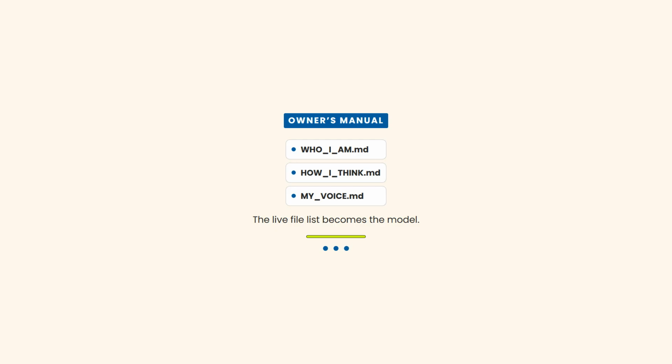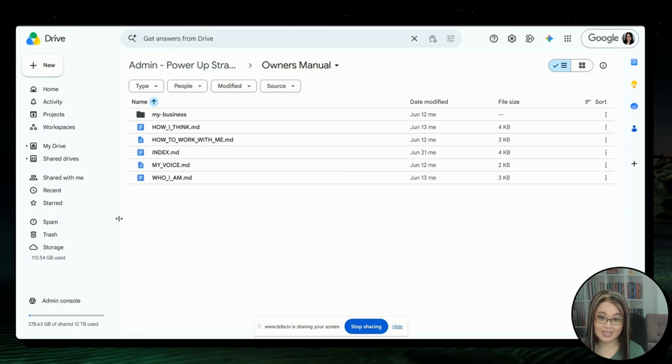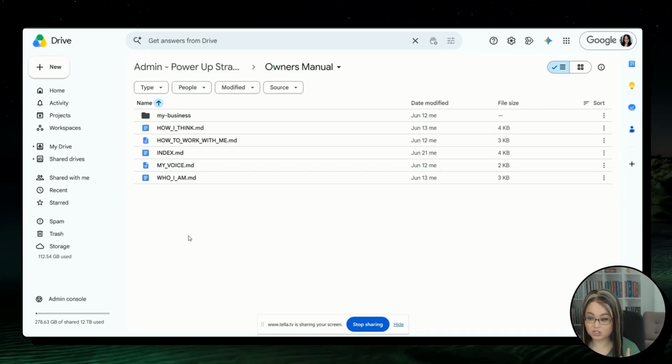So I just have one source of truth for my owner's manual. This is a simple one, but it starts with these 5 files here, and they're all MD Markdown files, which AIs are very comfortable reading. So I like to make it easy for them. And then I also have a business folder with some other subfolders in there. I'll show you that in a minute.